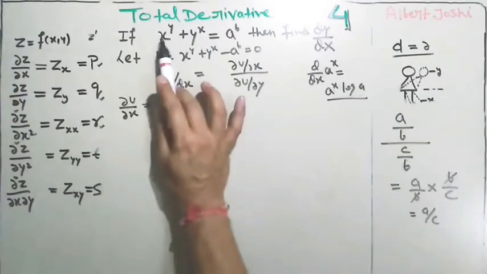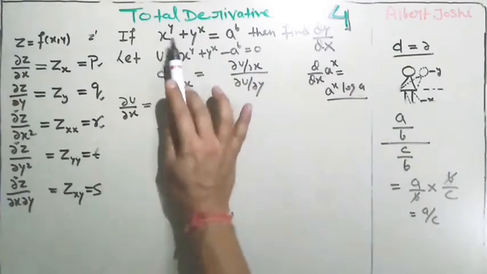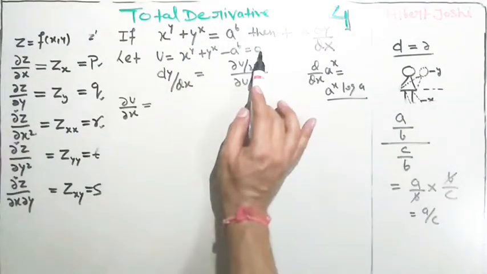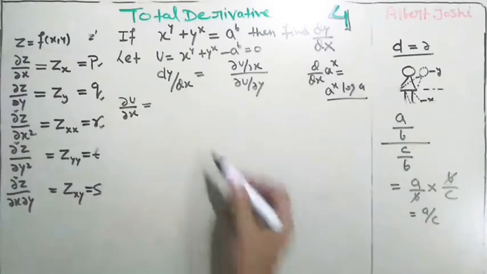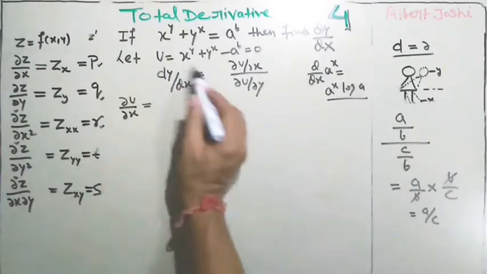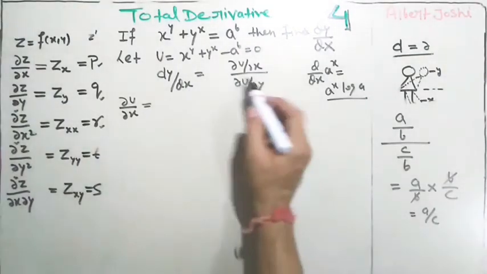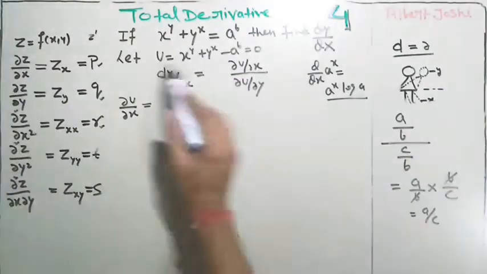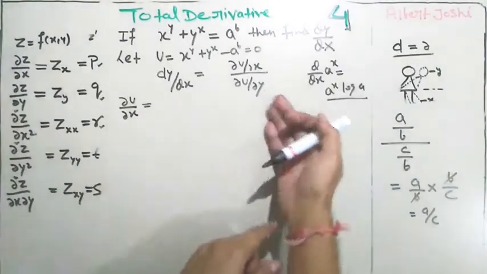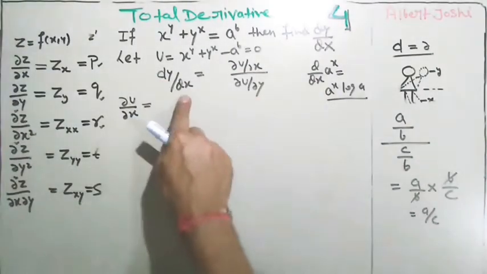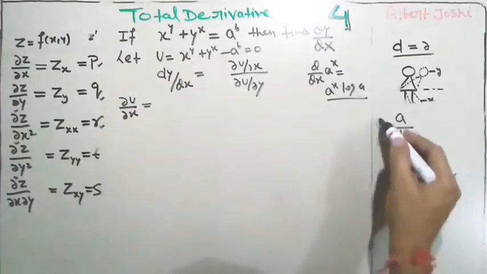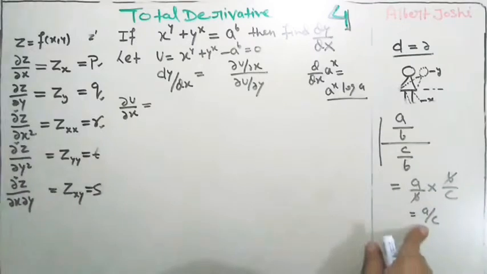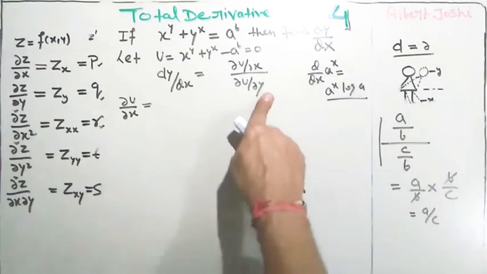So let us take the overall value equal to u. u is equal to x to the power y, y to the power x, and the total value is equal to 0. You have to find dy by dx. So we can write du upon dx if we differentiate with respect to x, and then with respect to y, we can also write dy by dx, because a upon b into b upon c is equal to a upon c. We are using the same function.